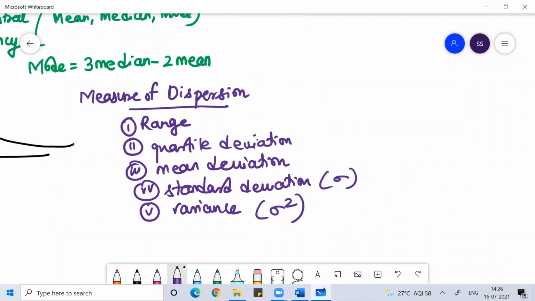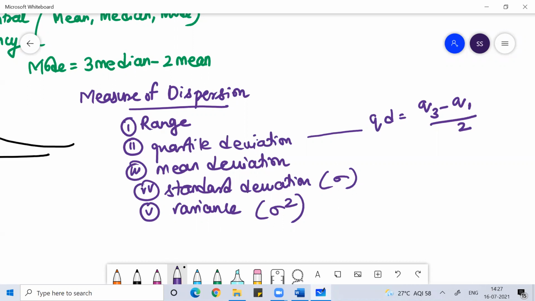The formula of quartile deviation is Q3 minus Q1 by 2. I hope you remember quartiles. Q1 is called the lower quartile, Q3 is called the upper quartile. Q1 talks about the first 25% of data, while Q3 talks about the 75% of the data. The deviation between them is called quartile deviation. Range is the highest value minus the lowest value.